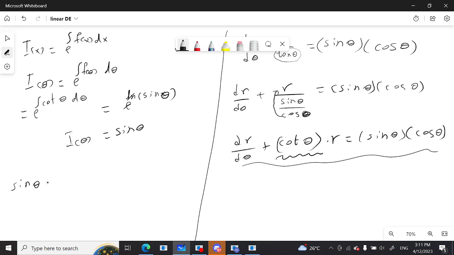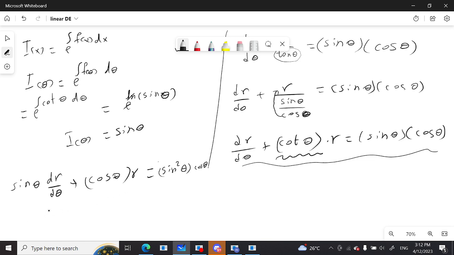Sine theta dr d theta plus cosine theta, because cotan is cosine theta over sine theta, and it's multiplied by sine, therefore the sine cancels out with the sine, so we could just get cosine theta multiplied by r, and it's equal to sine squared theta times cosine theta.